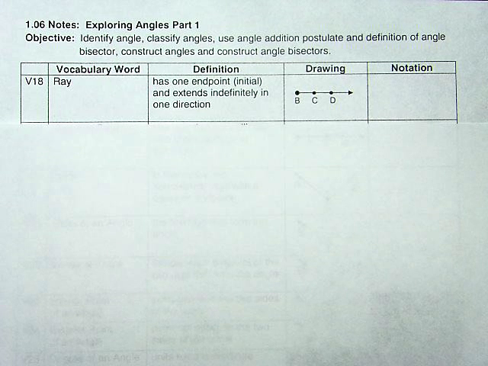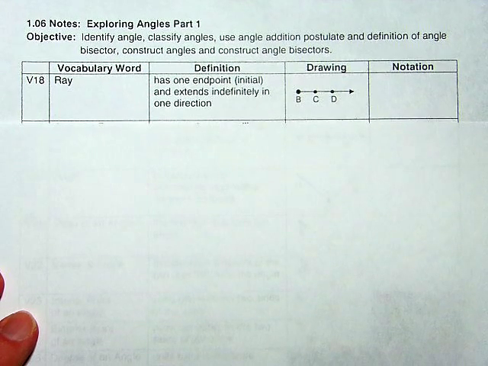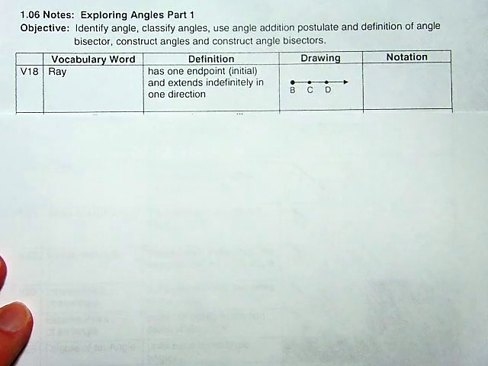So we are on lesson 6 today, and we're going to start with the lesson. It's called Exploring Angles Part 1, and as usual we're going to start with some vocabulary words. Some of these, like the first one, you've heard before. The first word is ray.